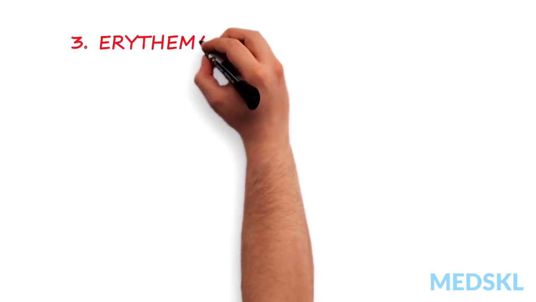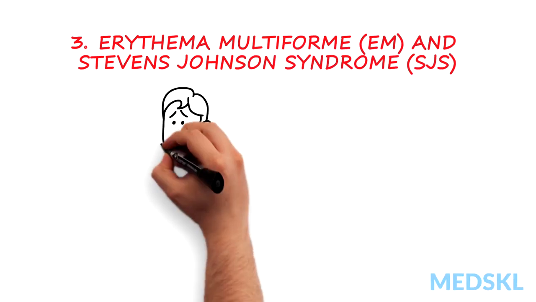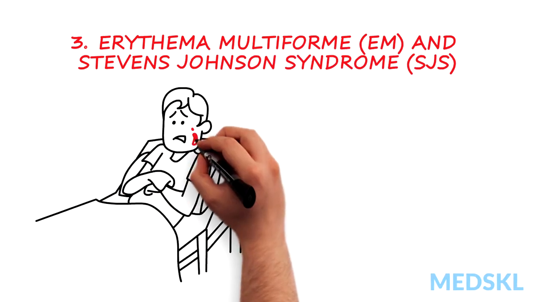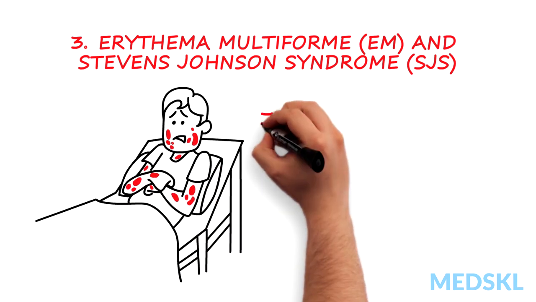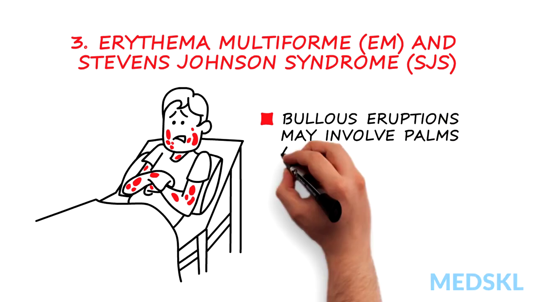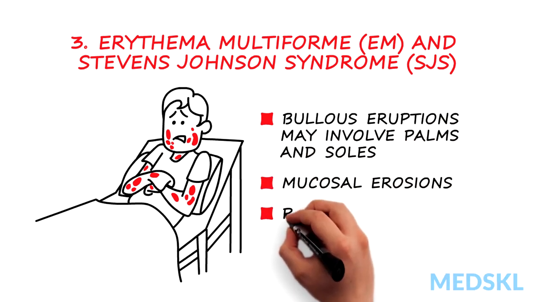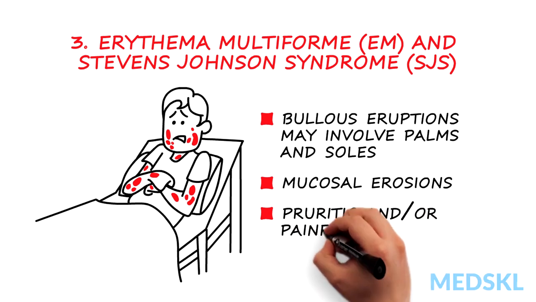Finally, erythema multiforme, or EM, and Stevens-Johnson syndrome, or SJS, are two conditions that can present as a bullous eruption, often on a background of erythematous skin. The palms and soles may be involved. Both conditions can have significant mucosal erosions, and the skin may be pruritic or painful.